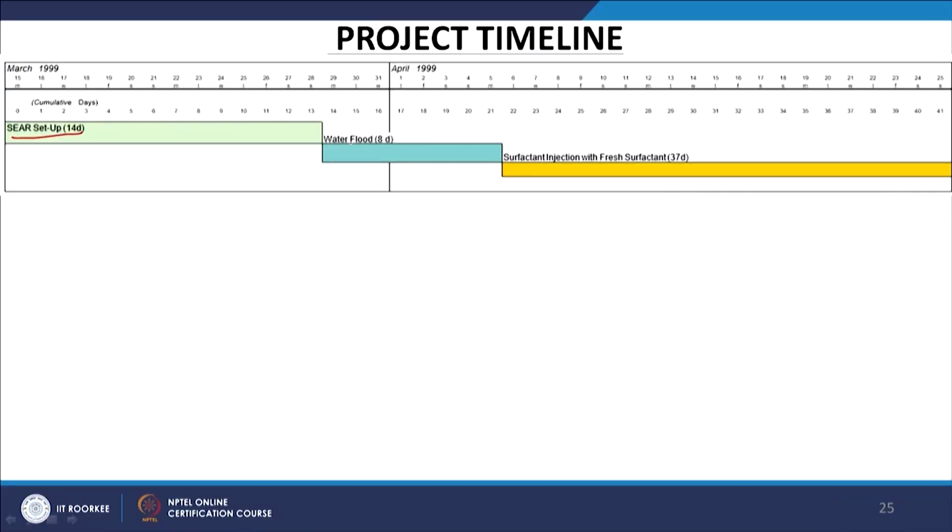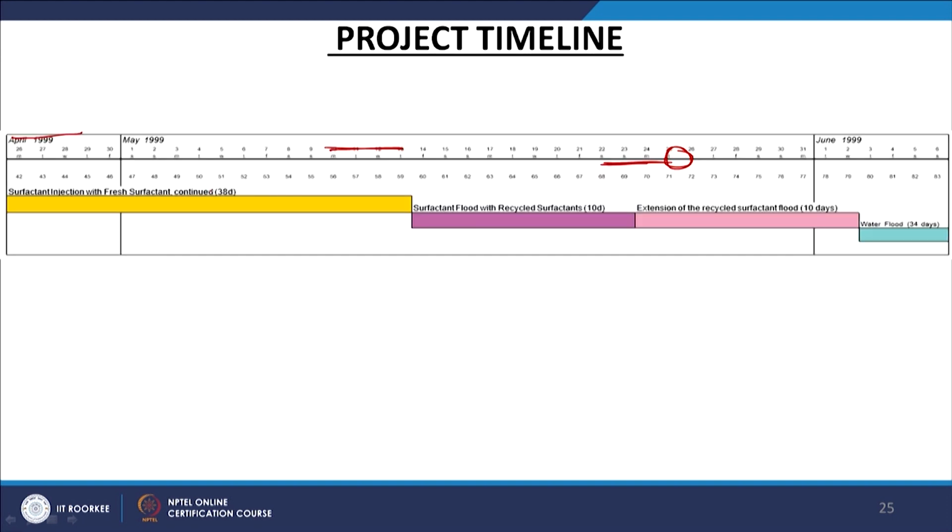Why is that? Because they were only looking at a pilot scale demo initially. So they were setting it up for 14 days, flooding the system with water initially, right, flushing the system, and then they were injecting the relevant surfactant. The key is that initially with this fresh surfactant, and over a period of almost a month or more than a month, right. So that is something to keep in mind, and then again continued for 38 days, I guess.